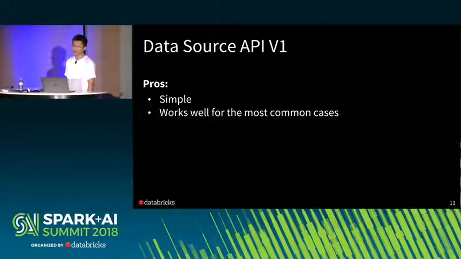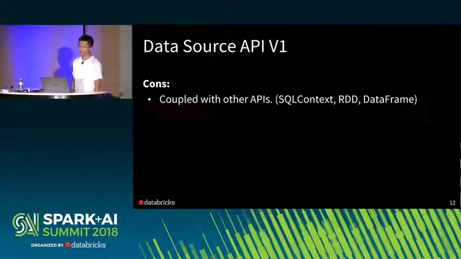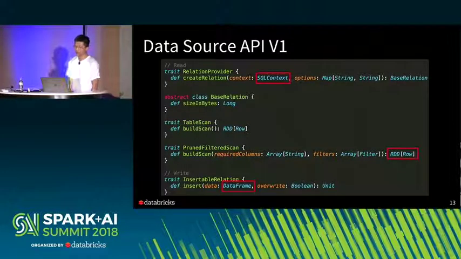Okay, so the V1 API actually worked well at the beginning because it works for the most common case, and it's very simple to implement and understand. However, it has many disadvantages. First of all, it's coupled with other upper-level APIs. If you look back at the API, the V1 API depends on SQLContext, depends on RDD, depends on DataFrame. All of them are upper-level APIs.